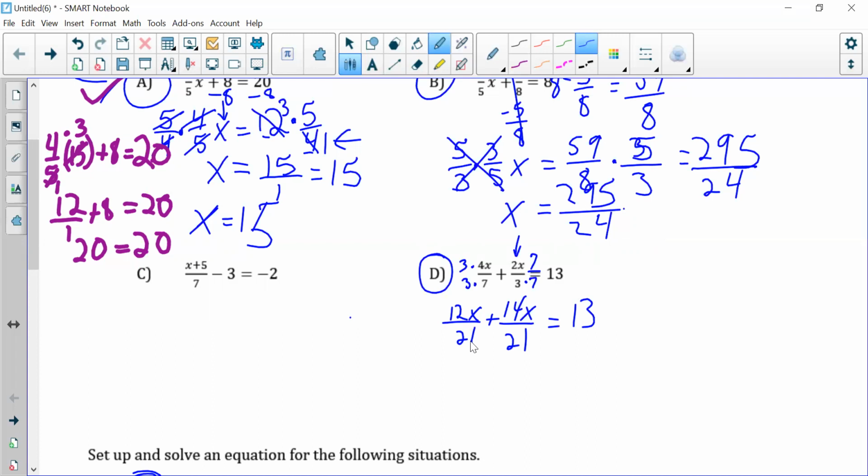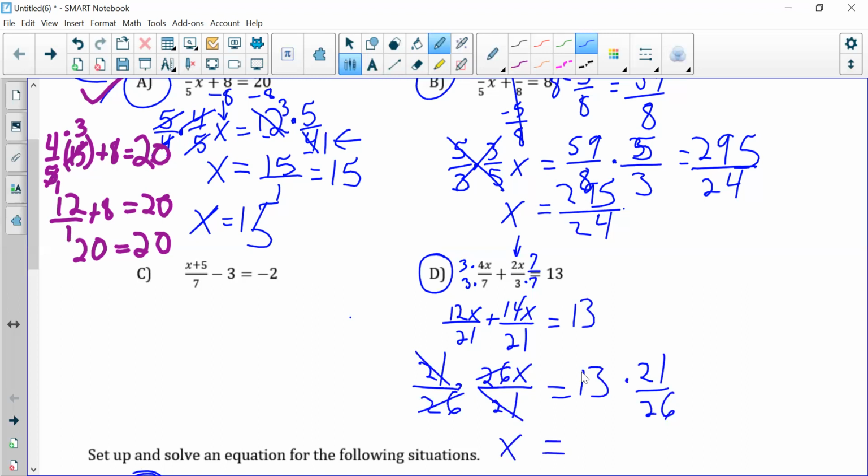So 12x over 21 plus 14x over 21, 12x plus 14x gives me 26x over 21 equals 13. All right, I need the x by itself, so I've got to get rid of this 26 over 21, so I can multiply by the reciprocal. So I'm going to multiply this by 21 over 26, and this side by 21 over 26. All right, 21 cancels out, my 26 cancels out, leaves me with just x.